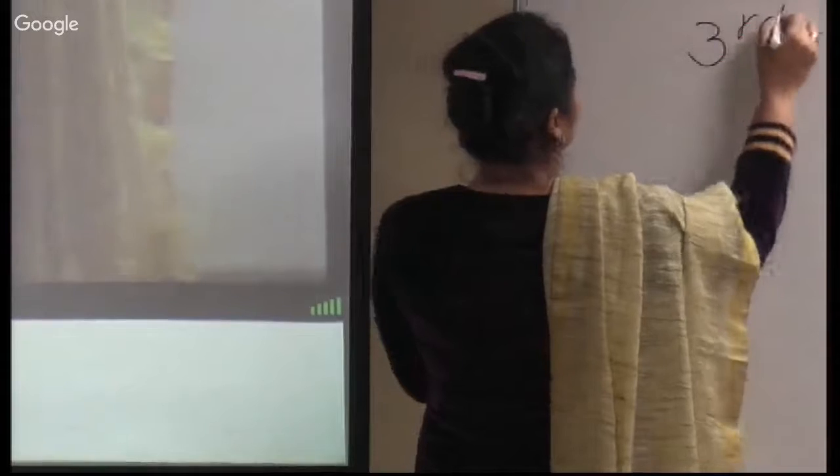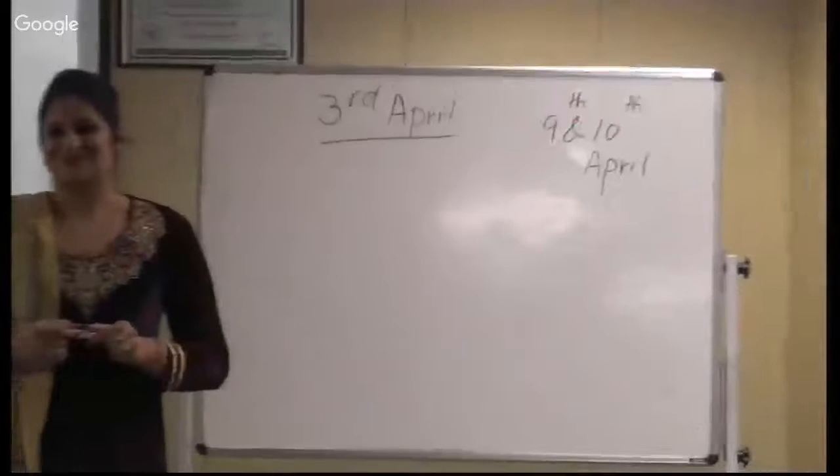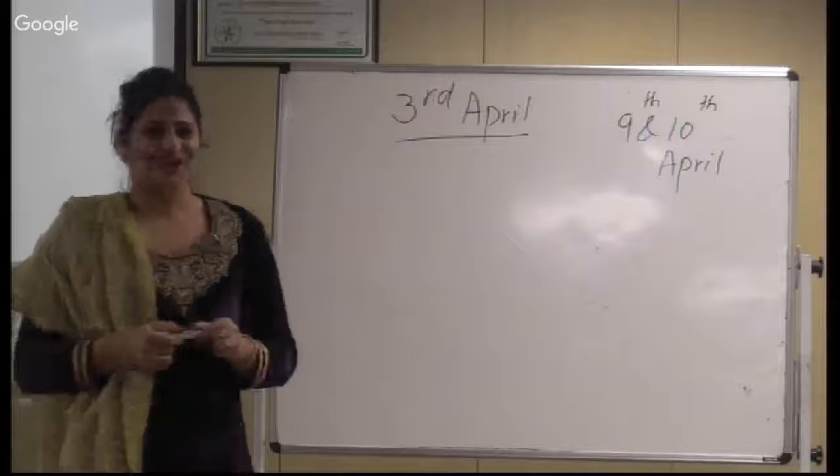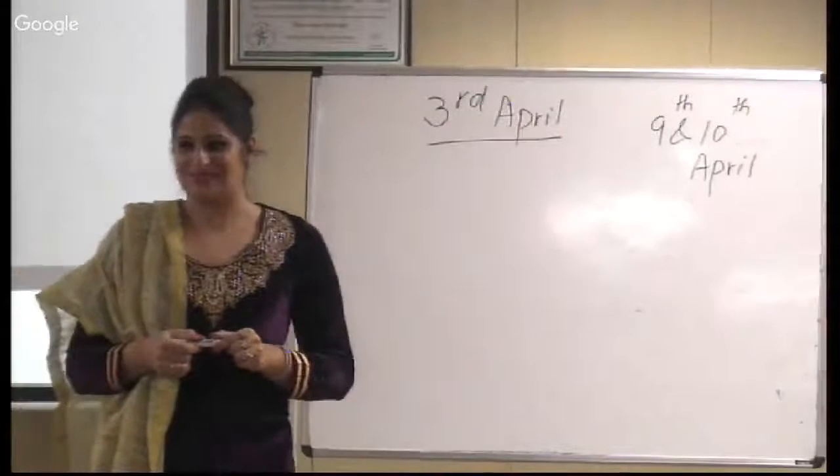It's going on? Okay, your exam is on 3rd of April. That is offline exam. Okay, and online is on 9th and 10th April. How many months are left now? December going on, January, February, and March. Very little time is left for you.